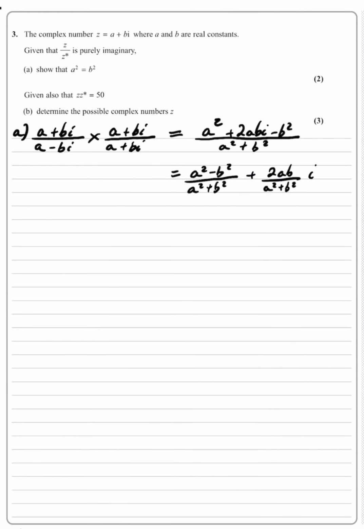We're told that it's purely imaginary, so its real part is going to be 0. So a squared minus b squared over a squared plus b squared is equal to 0. Multiply both sides by a squared plus b squared. We get a squared minus b squared equals 0. Therefore, a squared must be equal to b squared, which is what the question wanted us to show.